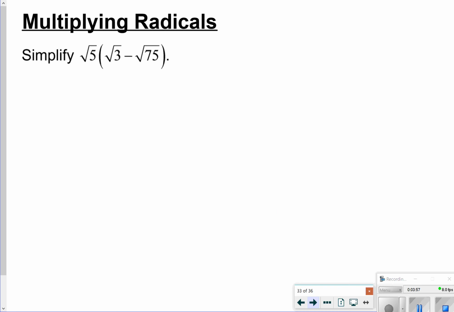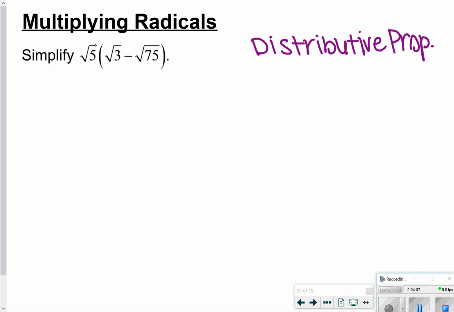The next thing we're looking at is something we've already talked about as well. What we're going to do is multiply radicals, and this essentially is going to go back to the distributive property. What we'll do here is go ahead and distribute the radical of 5 to both things inside the parentheses. So I'm going to have the square root of 5 times the square root of 3 minus the square root of 5 times the square root of 75. And then I'm going to multiply these together.